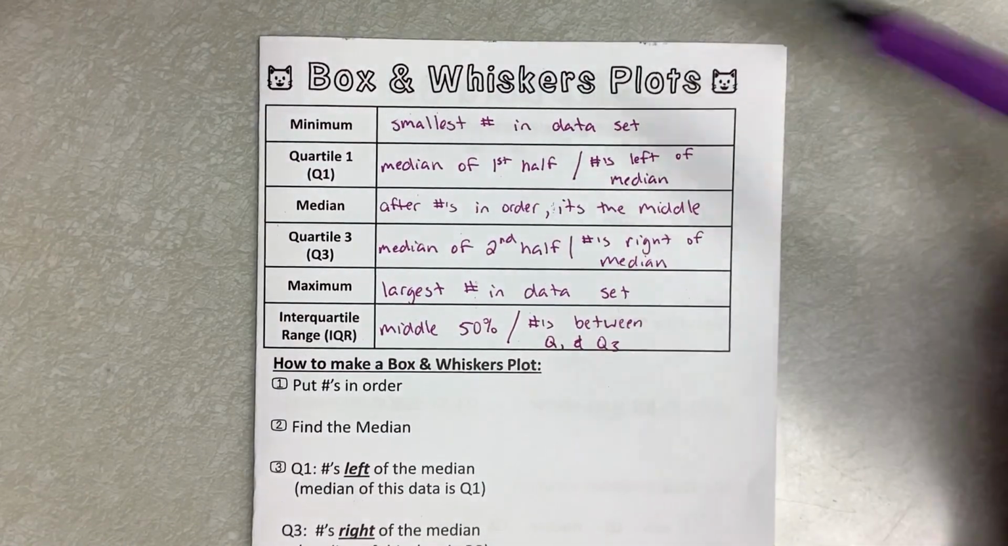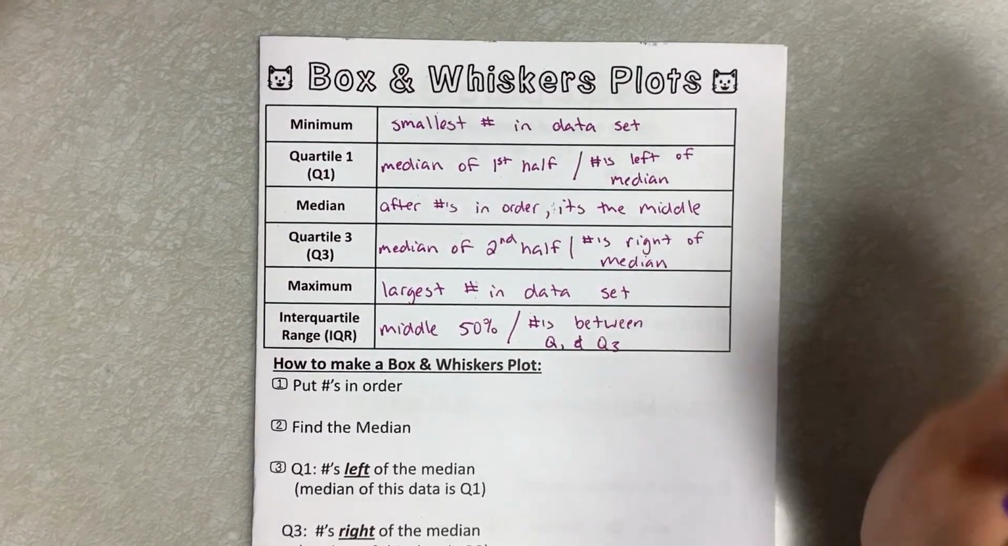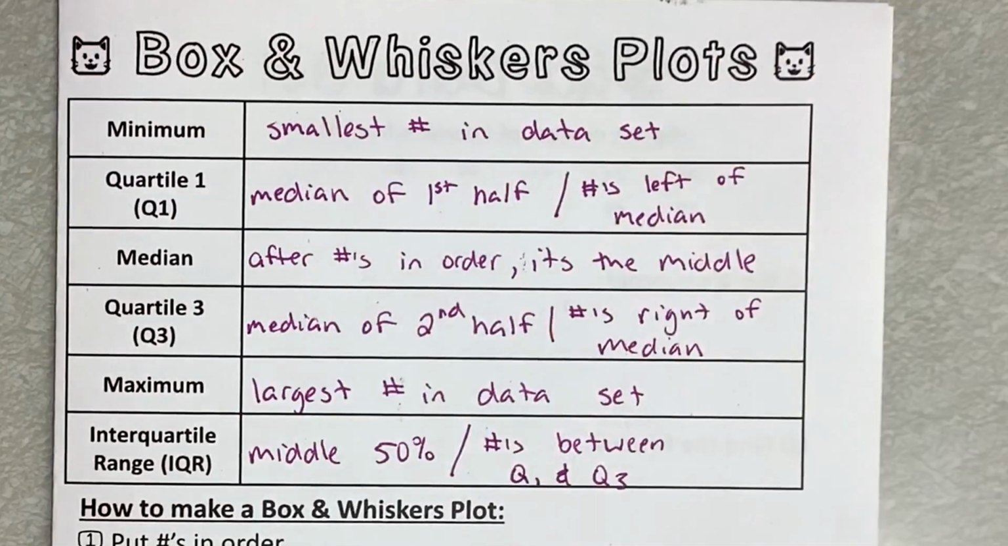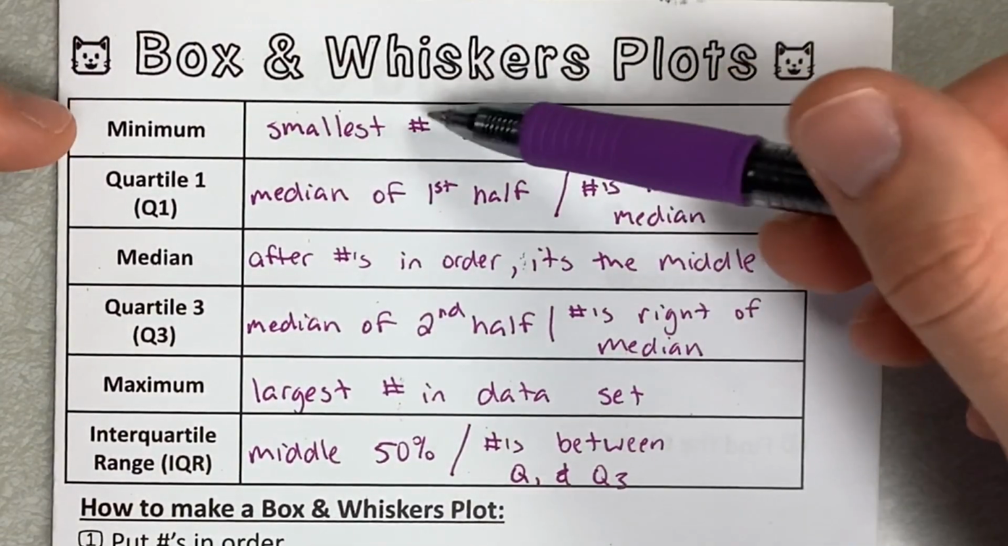Okay guys, today, box and whisker plots. These have a lot of little steps, but they're actually pretty simple. First, I need you guys to copy this stuff down. Write this down: minimum, smallest number in the data set.